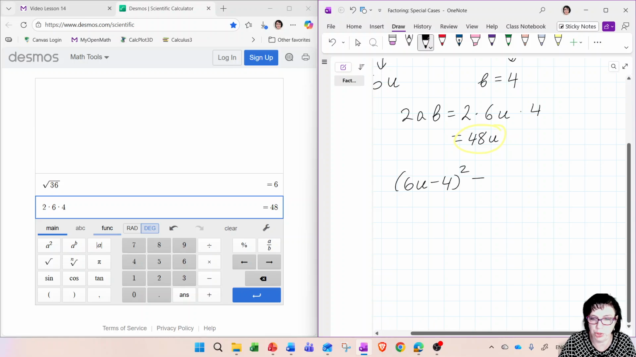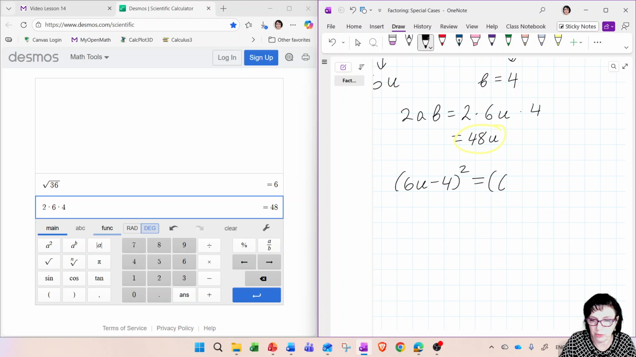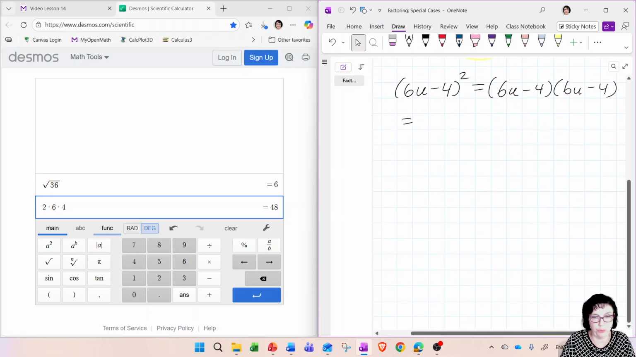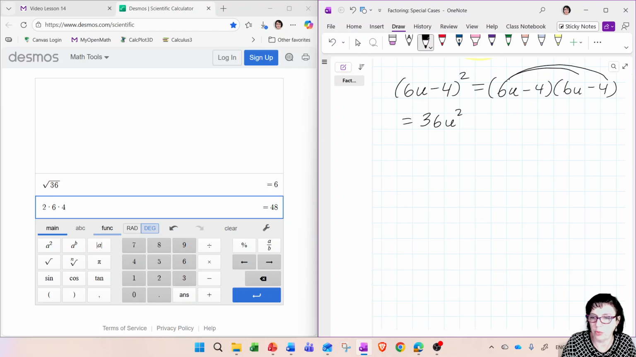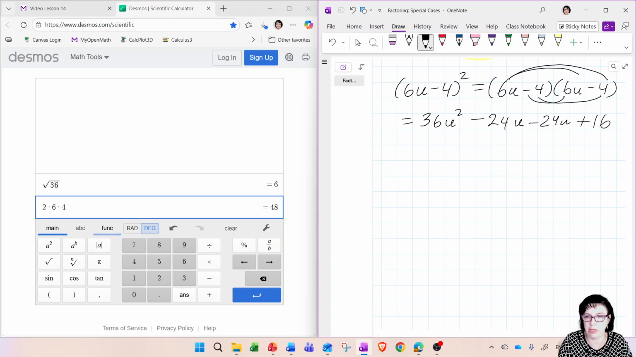Okay, now, how do I know that the 6u minus 4 squared is really the right answer? Well, I can choose to FOIL, right? 6u minus 4 multiplied by 6u minus 4. And if that works, then I am sure I got it. Okay, let's do first, which is 36u squared. Then outer, which is going to be 6 times 4 is 24u. Then inner, which is also 24u with a minus. And then last is negative 4 times negative 4. The two minuses cancel out, and that gives you a 16.